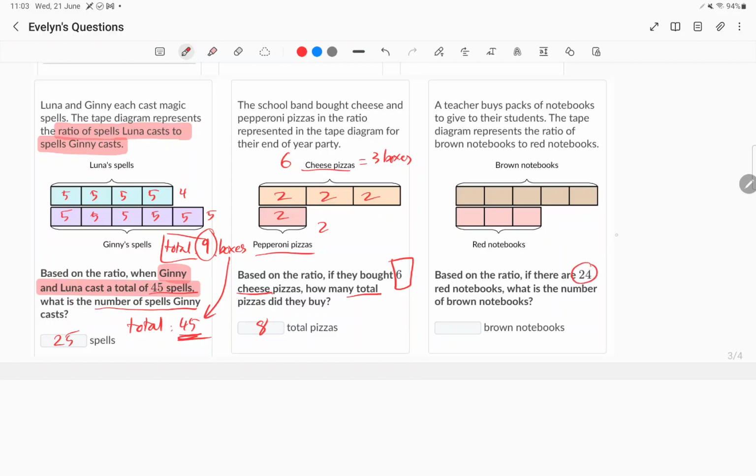Same here, so 24 red notebooks, that would be 24 divided by the 3 boxes here, so that'll be 8 each. Alright, so each box is 8. Similarly for the brown, that would be 8 each and times that by 5. So the total for brown would be 8 times 5, which is 40 notebooks.